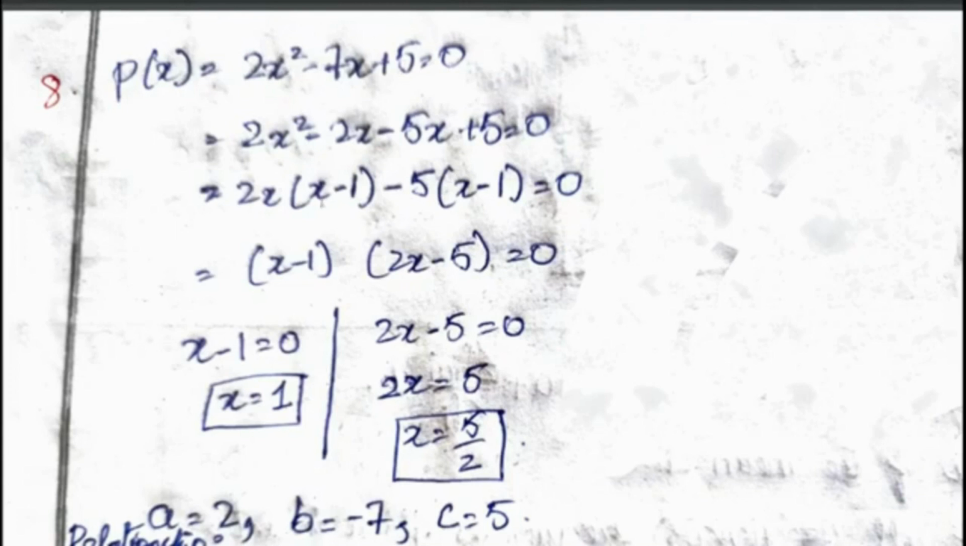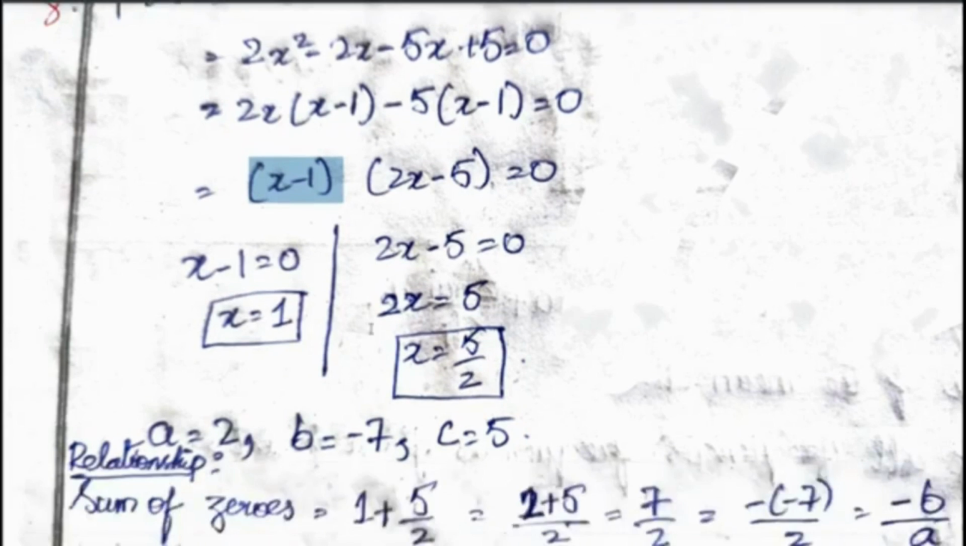10 can be expressed as minus 2 minus 5. In the first two terms take 2x common, which gives x minus 1, and in the last two terms take minus 5 common, and we will get x minus 1. In both cases, x minus 1 is there. We take x minus 1 common and we get 2x minus 5, which is equated with 0. So x minus 1 is equal to 0, which gives x is equal to 1. 2x minus 5 is equal to 0, so x is equal to 5 by 2.